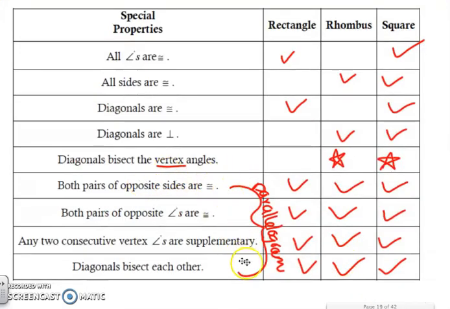And then all of these properties down here were all the properties of a parallelogram. So it was obviously going to be true in all these shapes because a rectangle and a rhombus and a square are all a kind of parallelogram. All right, so those are all the properties of squares, rectangles, and parallelograms.